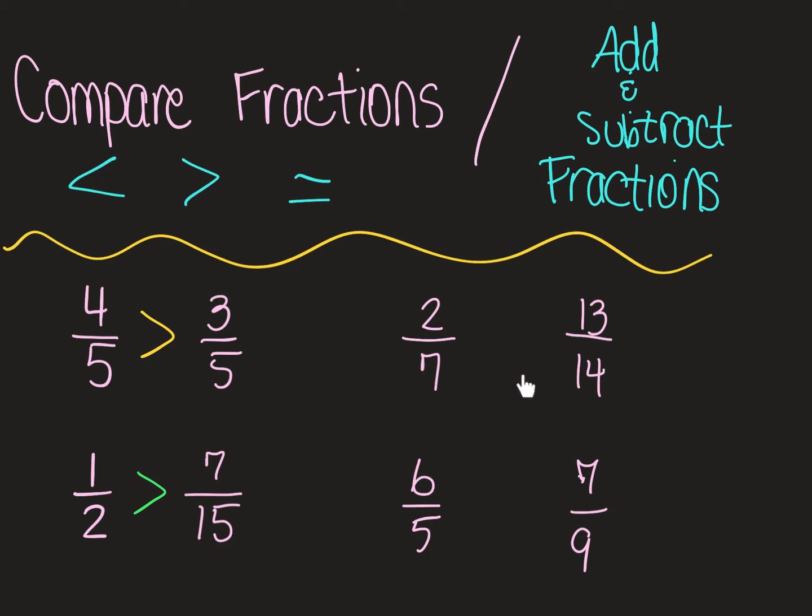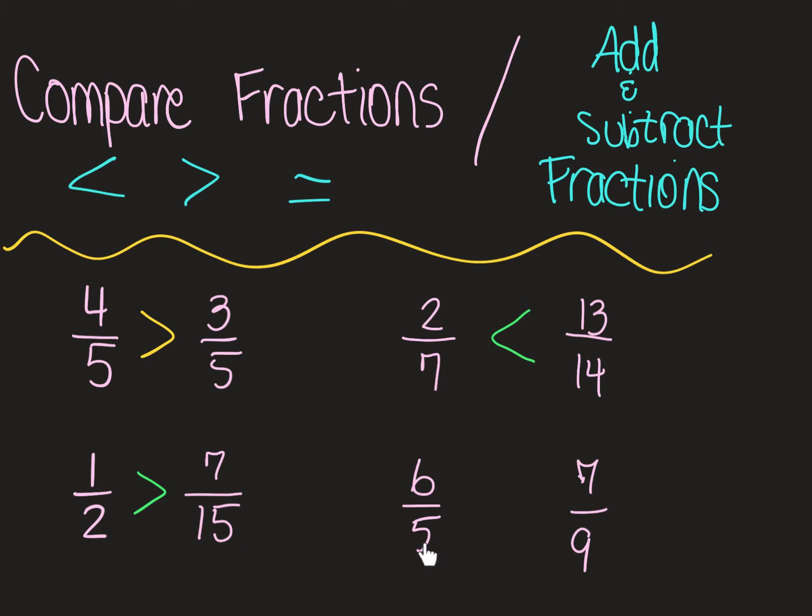Okay, not the same denominator, not something like this where it's a half, but I could logically think this one through. 2 out of 7 is a really small amount, but 13 out of 14, these two are super close together. So 13 out of 14 is almost a whole. So I know that that's bigger.